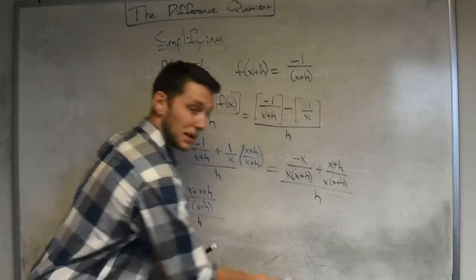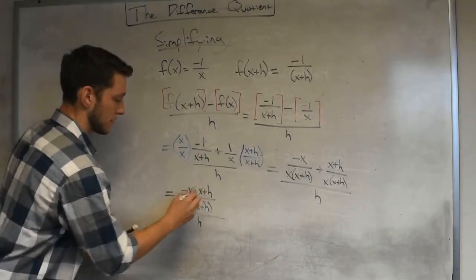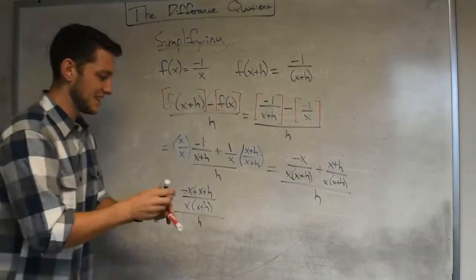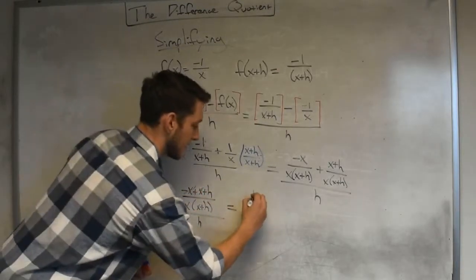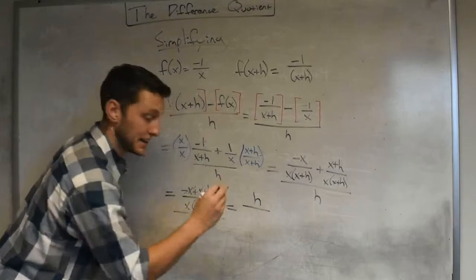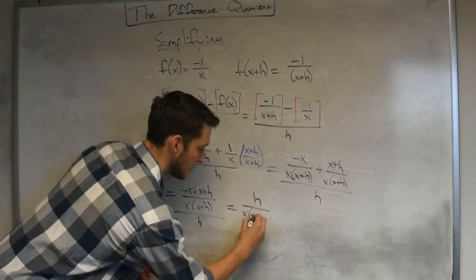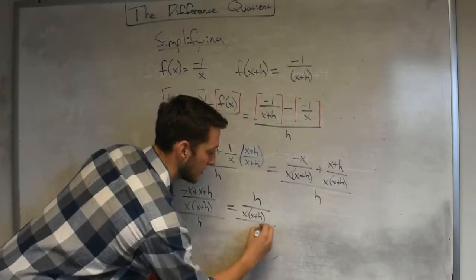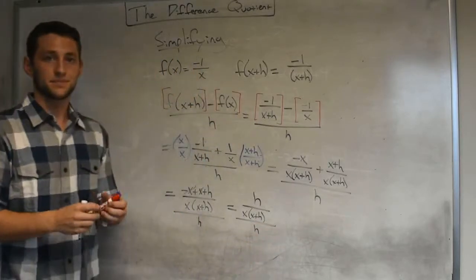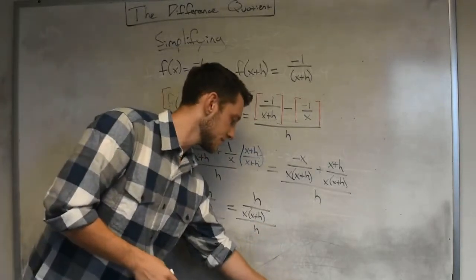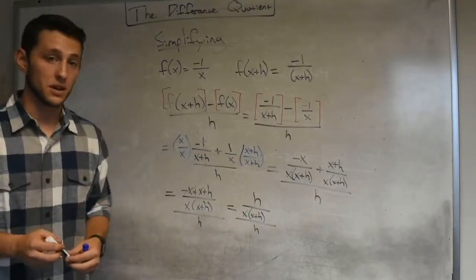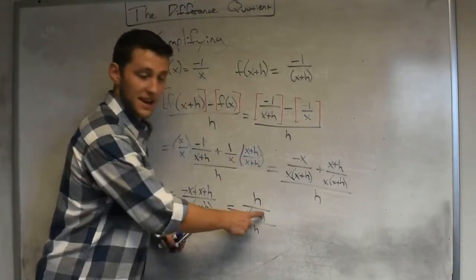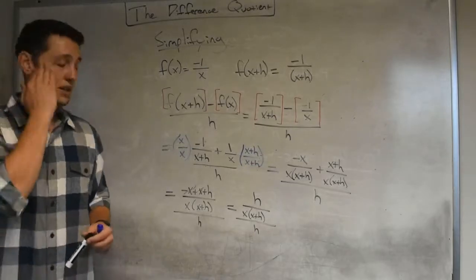We got some canceling we can do. These x's are going to cancel for us. So what we really have right here is h divided by x times x plus h, all divided by h. Now, we have a nice shortcut that we can do here. We can actually just suck up this h to the denominator of the top function.